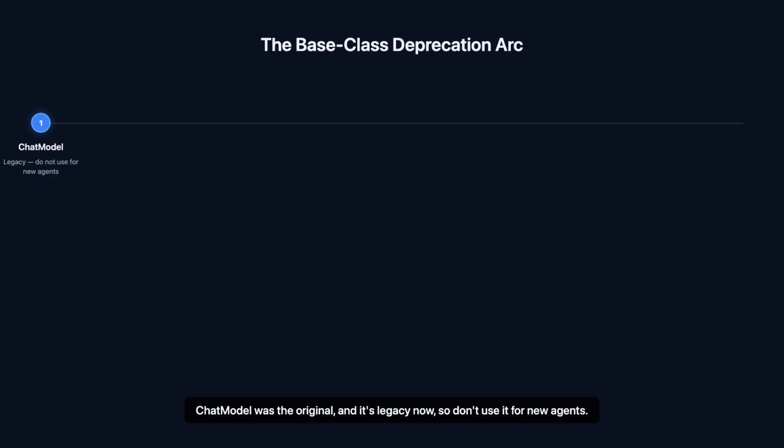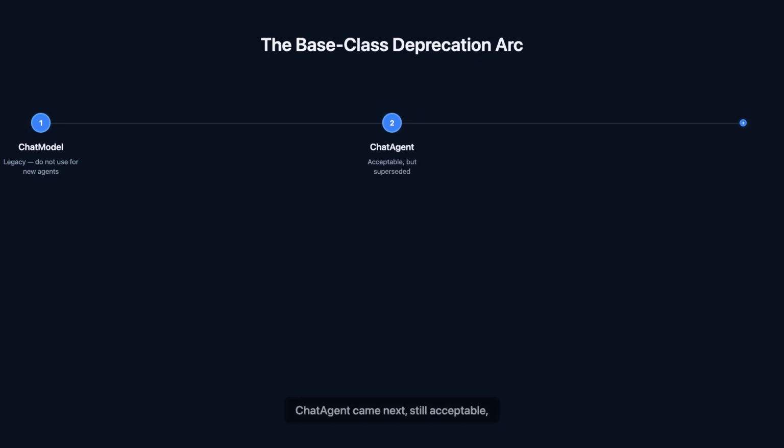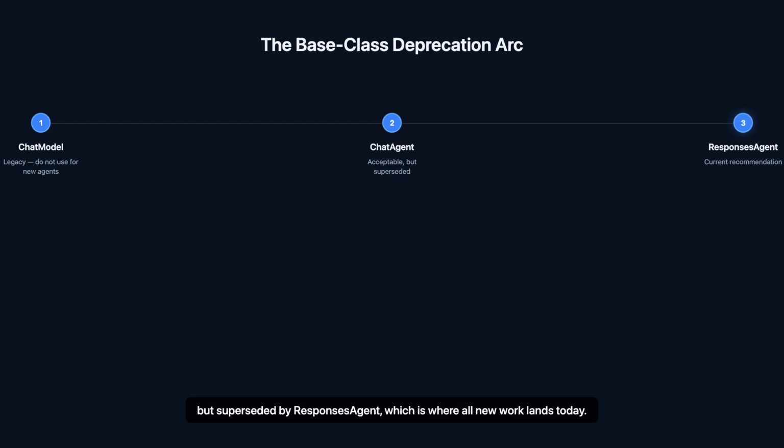The deprecation arc, in 3 steps. Chat model was the original, and it's legacy now, so don't use it for new agents. ChatAgent came next, still acceptable, but superseded by ResponsesAgent, which is where all new work lands today. If you remember one thing from this slide, remember that order.